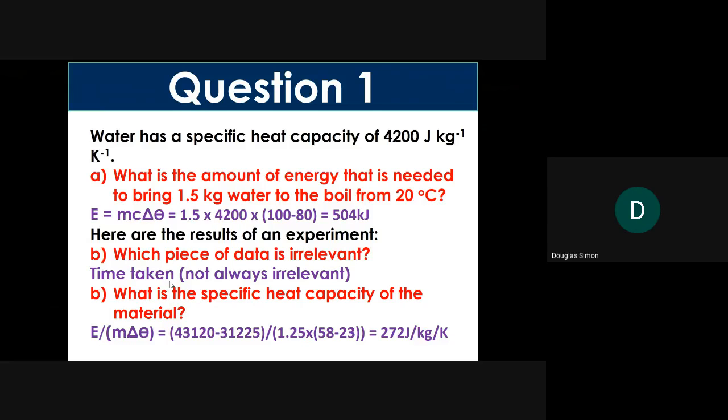Part B, in this case, the time taken is irrelevant. Sometimes it's important if power is involved, or it's asking you for the rate of heating, for example, but here it's irrelevant. And then finally, in part C, we're going to rearrange for heat capacity, so energy divided by mass times the change in temperature, plug in all the numbers, and you should end up with 272 joules per kilogram per Kelvin.